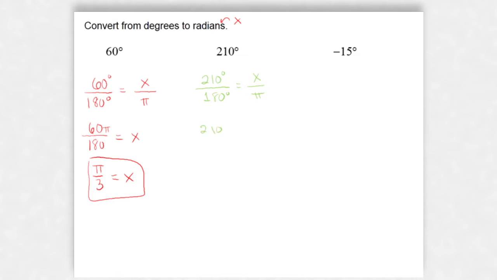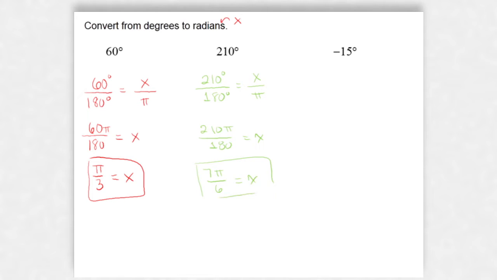So we have now 210 pi over what? Over 180. Very good, and that's equal to x. 30 times 6 is 180, 30 times 7 is 210. What am I driving at? This would be 7 pi over 6. Very good.